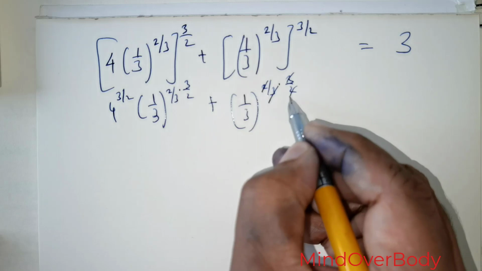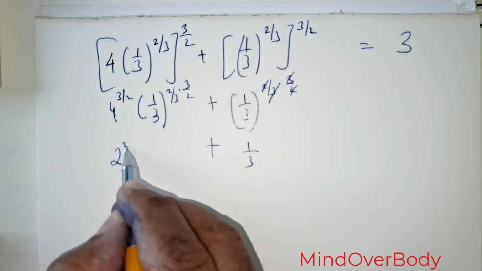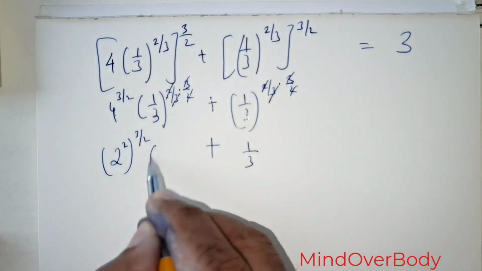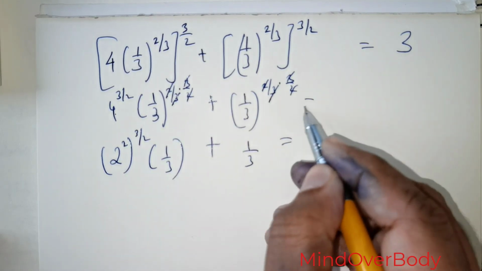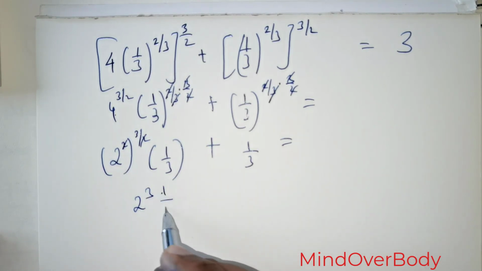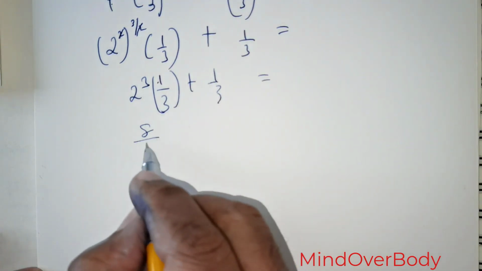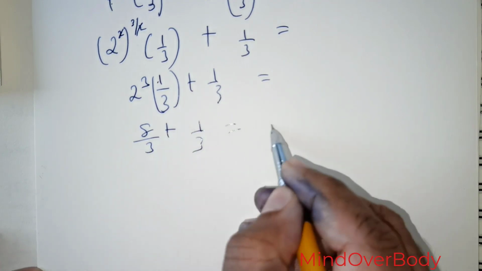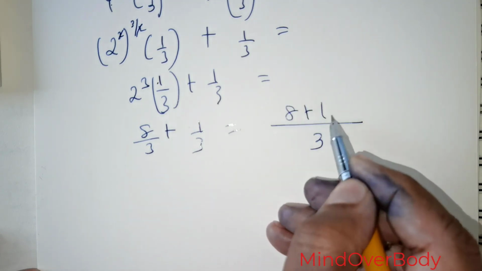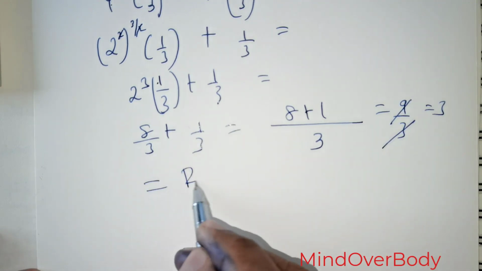Clearly 3 gets cancelled, 2 gets cancelled. So you got 1 over 3 here, positive. This 4, I can rewrite as 2 squared. So that has to be raised to the power of 3 over 2. Now in this case 3 gets cancelled, 2 gets cancelled, giving me 1 over 3. Now 2 can be cancelled. So this is going to be 2 to the power 3 with 1 over 3, positive 1 over 3. This is equal to 2 to the power 3, which is 8 over 3, positive 1 over 3. The LCM is 3, so it's going to be 8 positive 1. 8 positive 1 is 9 divided by 3. So 3 divides 9 3 times. So this is equal to the right hand side.